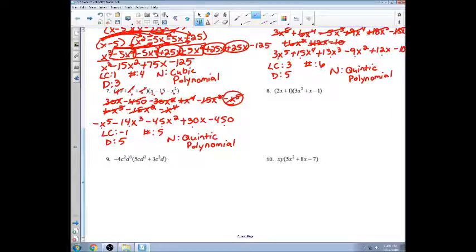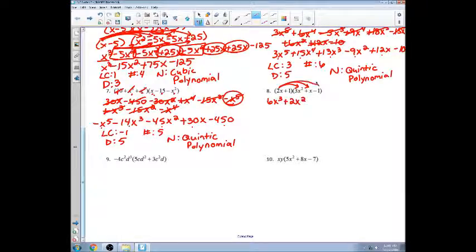On to number 8, we have a binomial times a trinomial. Again, it's the exact same thought process. I'm going to go ahead and take the 2x times 3x squared, which would get me 6x to the 3rd. 2x times x, which would get me positive 2x squared.